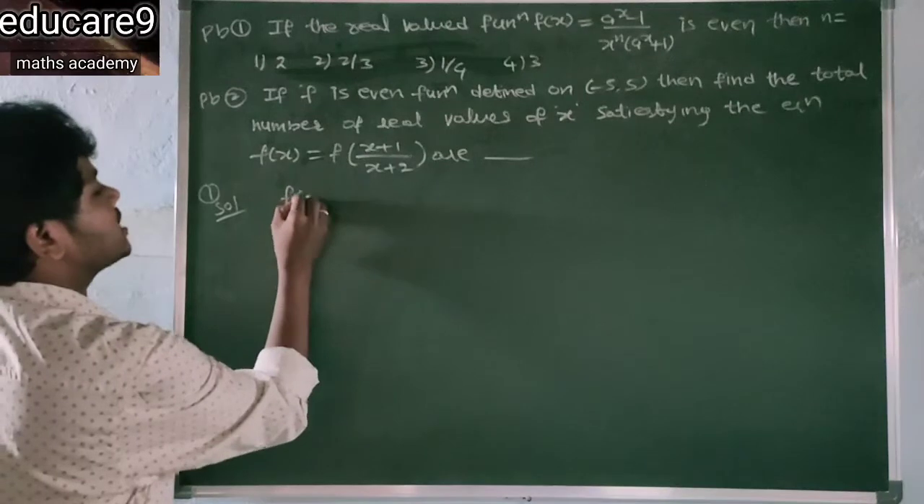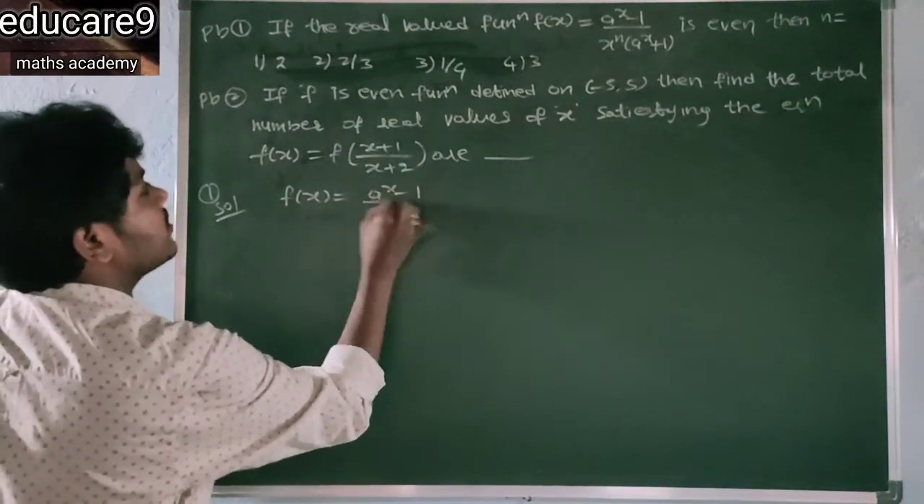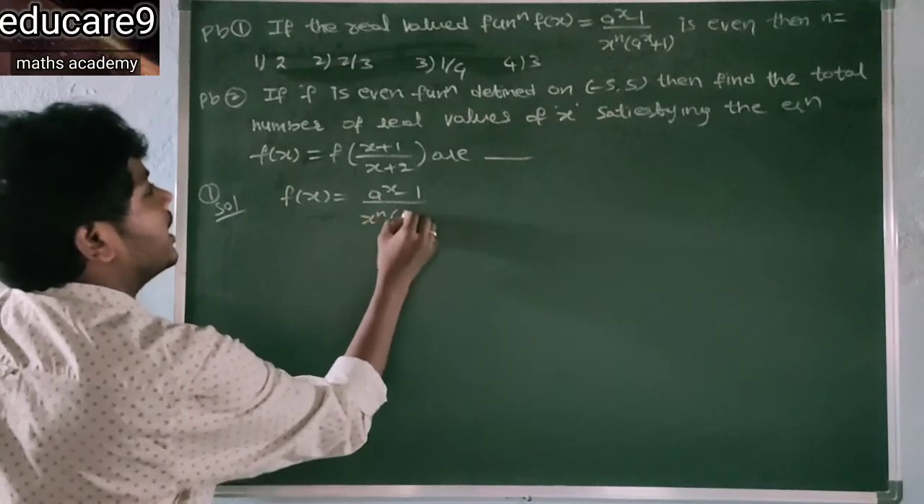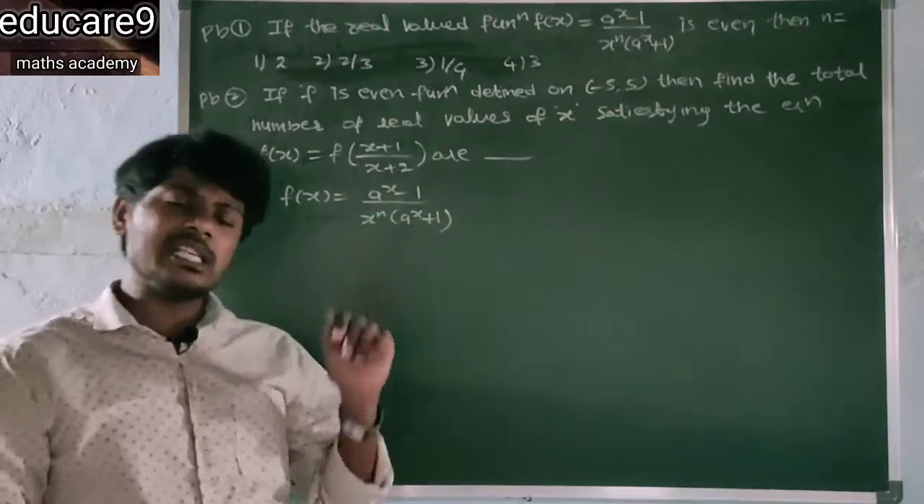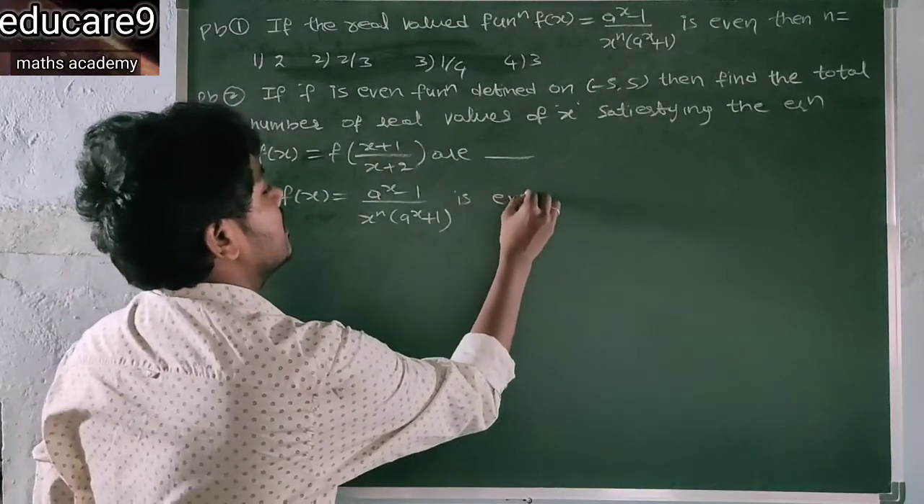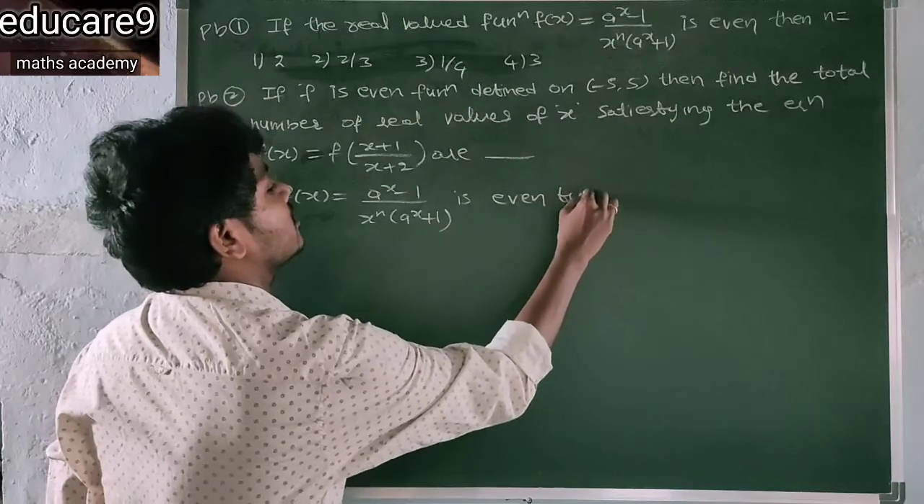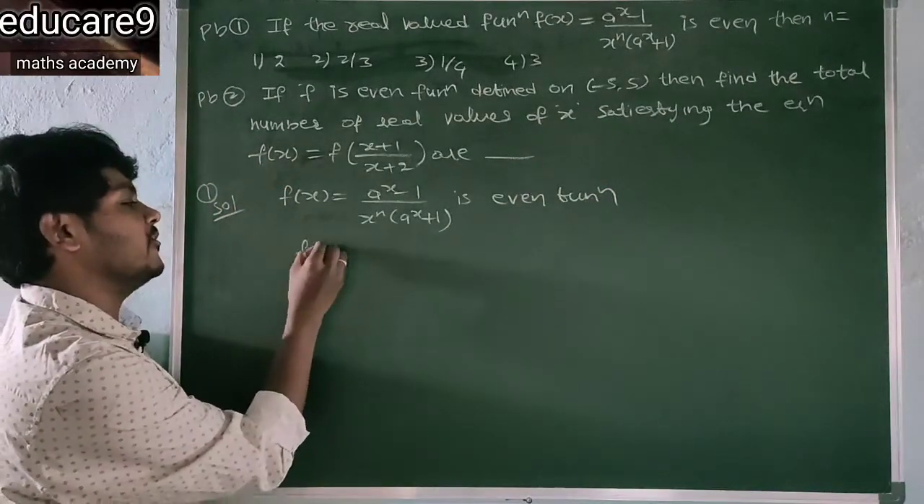So f of x is equal to (a^x − 1)/(x^n (a^x + 1)). But here this function is even. So write it is an even function. Now, what is the definition of an even function?